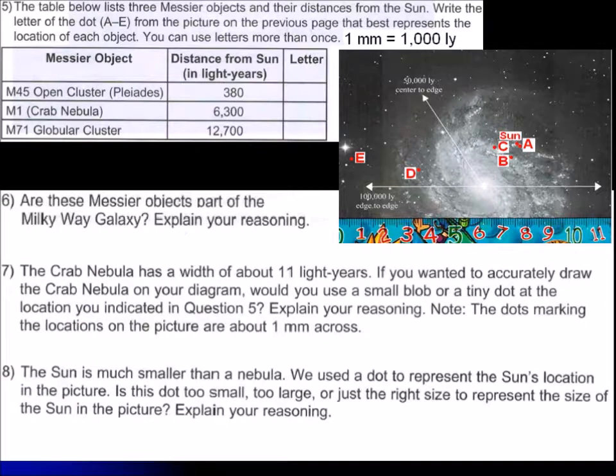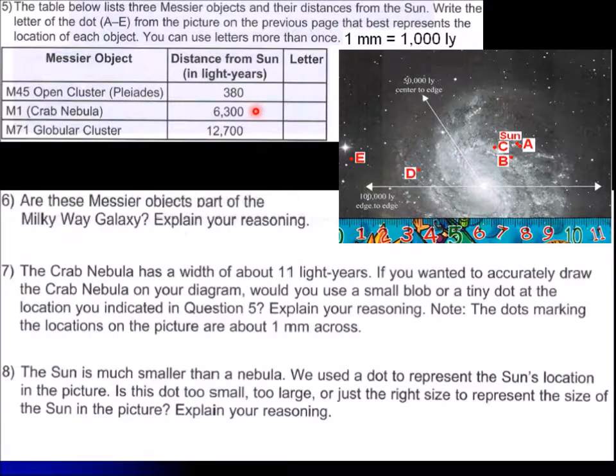Continuing, now we see our three objects. We have Messier 45, Messier 1, and Messier 71. And we are given the distance that they are from us, from the sun. And this one is 380 light years. This one is 6,300 and 12,700. So again, question number six, are these Messier objects part of the Milky Way? Well, this one is one third of this. So this one is less than 1 millimeter away from us. So it's practically on top of us on this map.